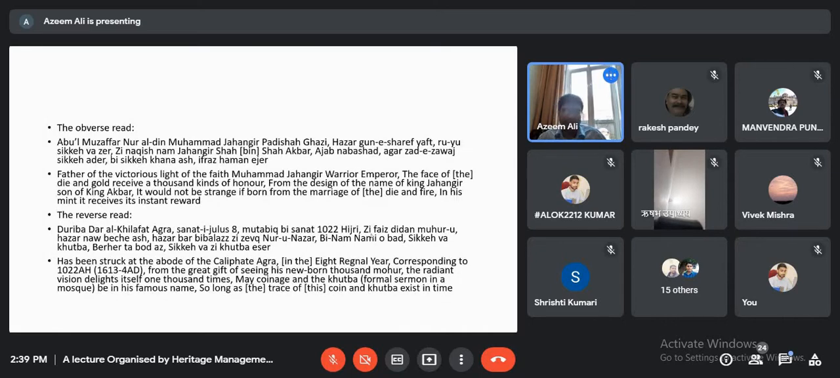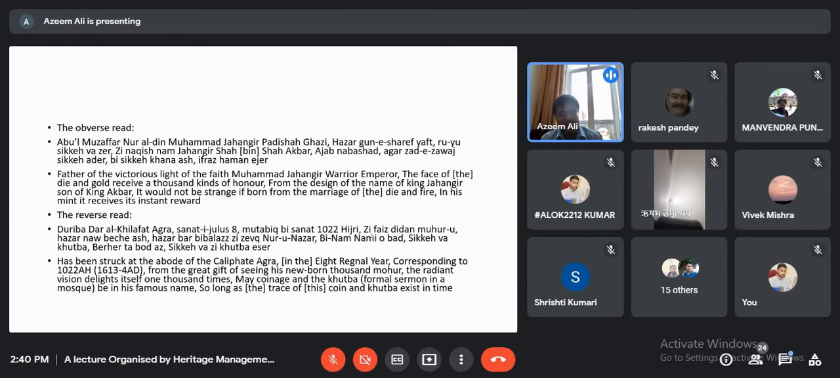And this means, father of the victorious, light of the faith, Muhammad Jahangir, warrior emperor. The face of the die and gold receives 1,000 kinds of honor from the design of the name of King Jahangir, son of Akbar. It would not be strange if born from the marriage of the die and fire. In his mint, it receives its instant reward.